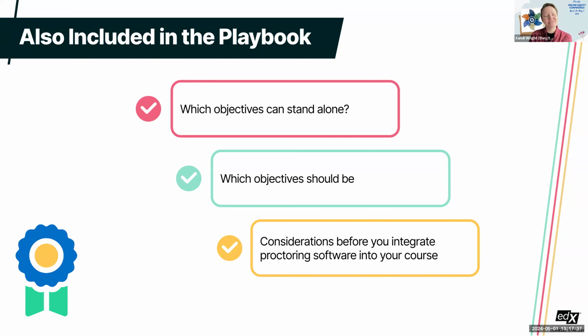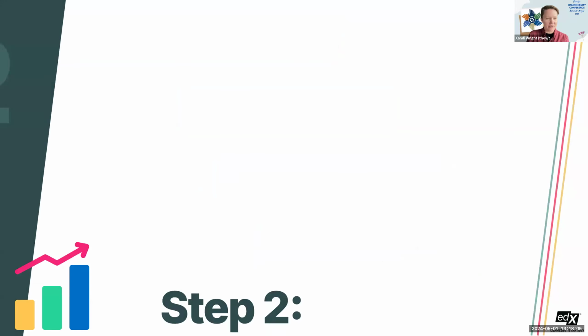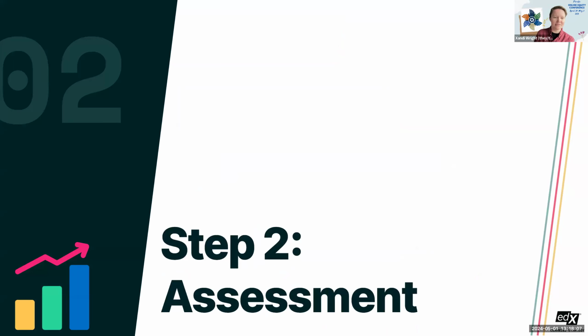But two other things that are included in the playbook is also working through your objectives to understand which of these objectives that I'm working on can stand alone and which of them should be, the cliffhanger there, thoughtfully scaffolded in order to clearly support one another. And then if they're going to be scaffolded, how do I need to build in that structure as part of my learning design? All right, so with that, let's dive into step 2, and I will hand that off to Adam to discuss further.